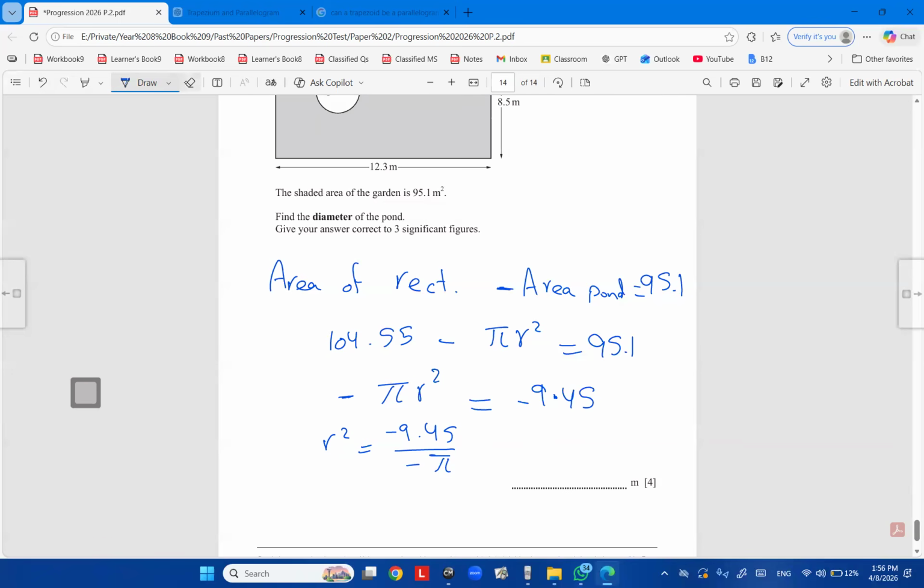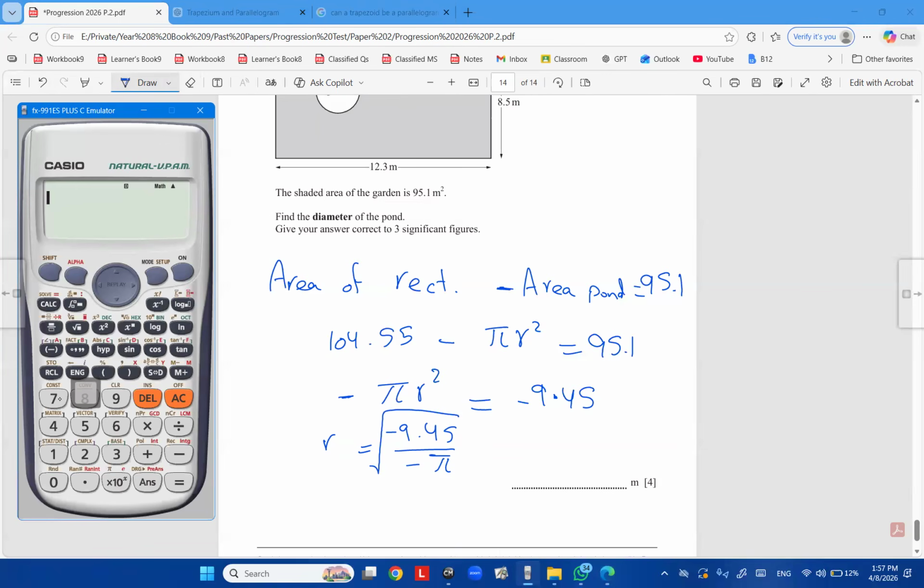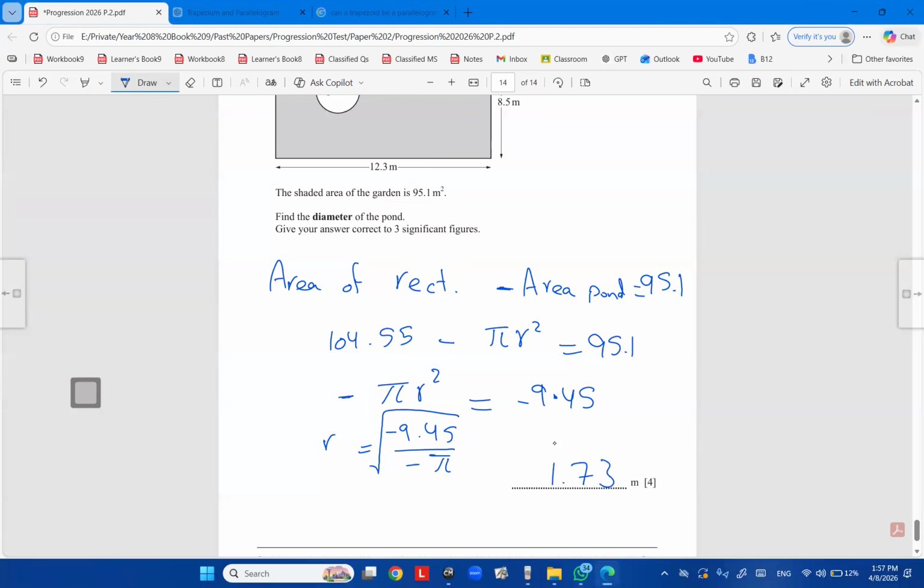And to get r only, I need to get rid of the square and send it to the other side as a square root. Here you go. Let's go to the calculator and write this calculation. So r equals the square root of the fraction. Negative and negative cancel each other, so let's write it positive. So 9.45 over pi equals 1.73. They requested to round your answer to 3 significant figures. So it is 1.73. After the 3 is a weak number. So it is 1.73 meters.